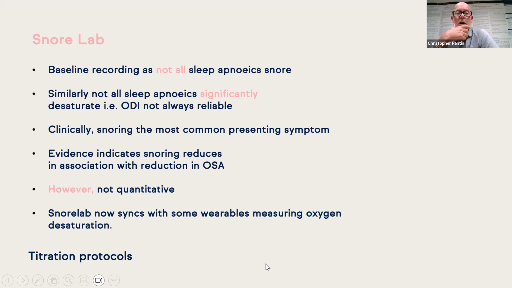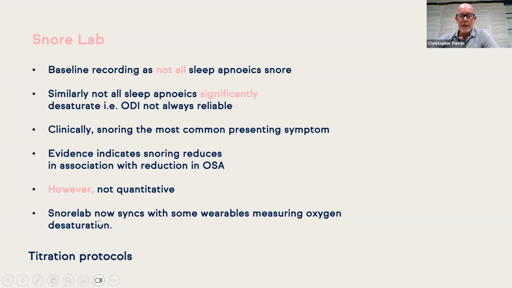Clinically, snoring is the most common presenting symptom, and those of you who have done enough, you'll often come across patients saying, I don't care if I die of sleep apnea, just stop my snoring because my wife's leaving me. So snoring is by far the most common presenting symptom. So using something like SnoreLab is actually logical. Evidence indicates snoring reduces in association with reduction in obstructive sleep apnea. However, it's not quantitative. So you can't say SnoreLab score of 0 equals an obstructive sleep apnea AHI of 0.